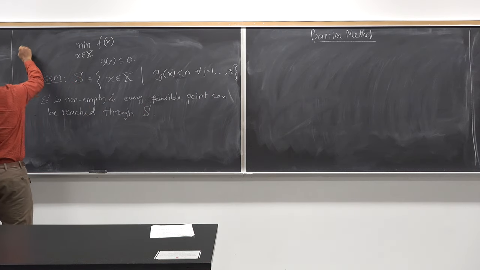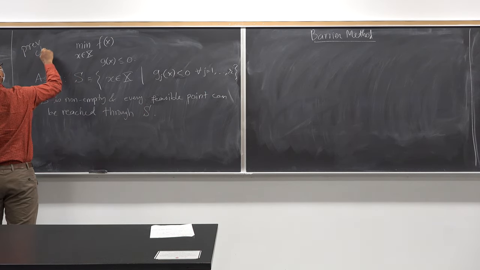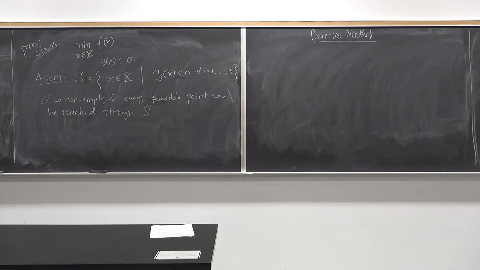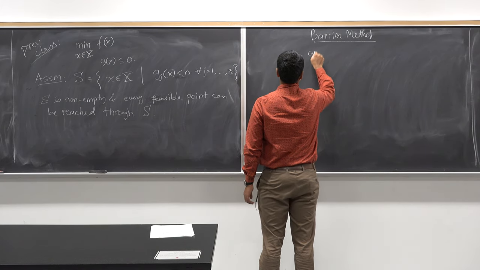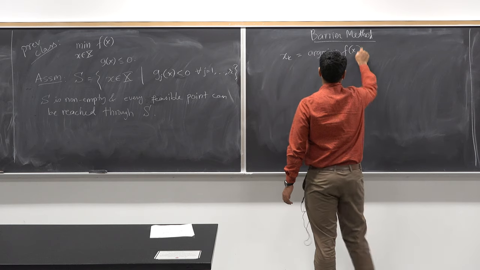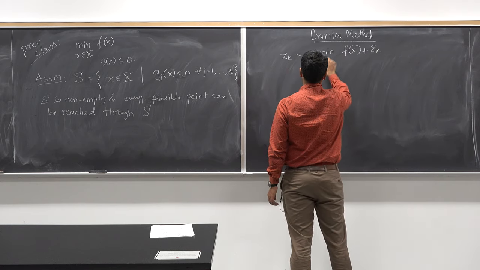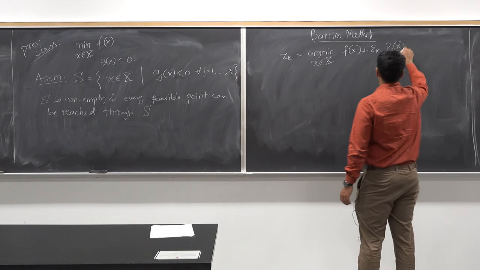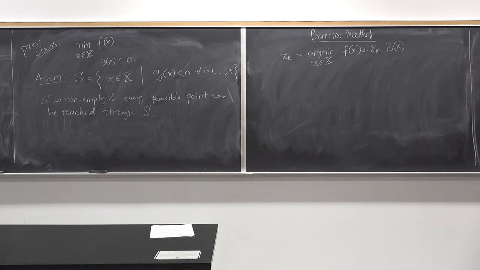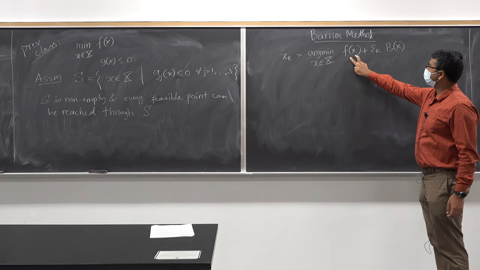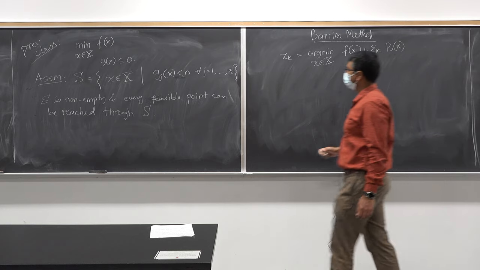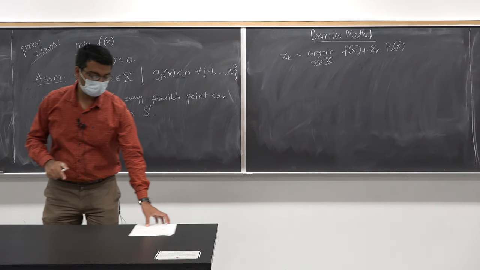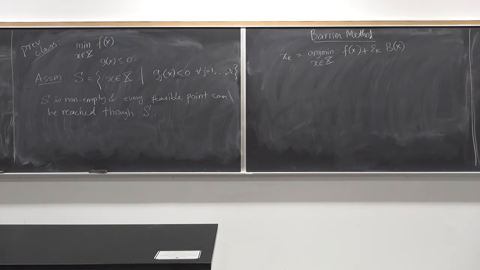This was done in the previous class. The idea in the barrier method is that I want to compute x_k, which is the argmin of the function plus epsilon times the barrier function b of x. How is b of x defined? This is something we didn't cover in the previous class, so that's the new stuff from this class.